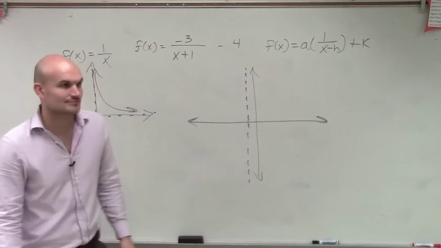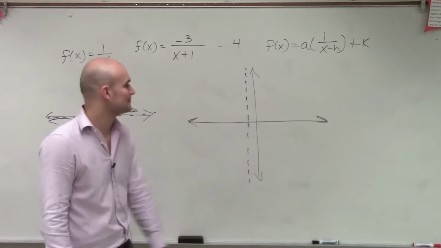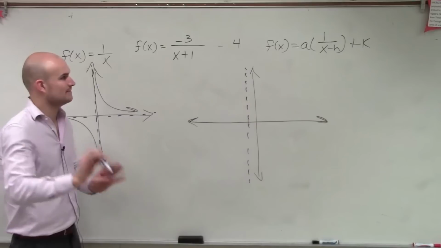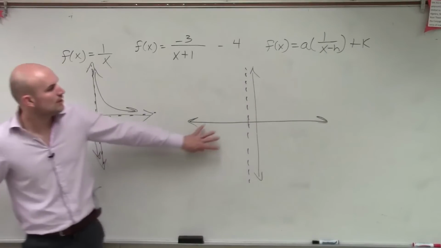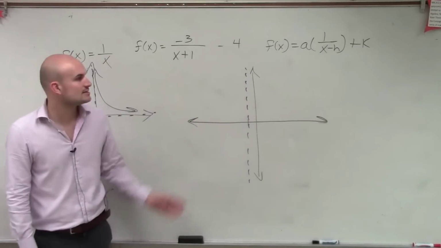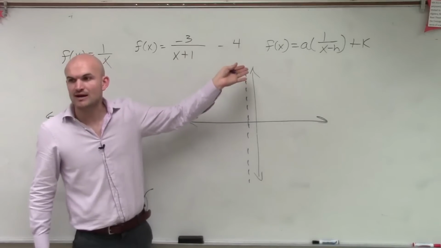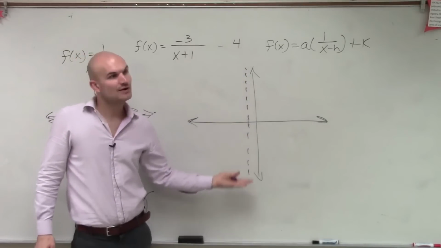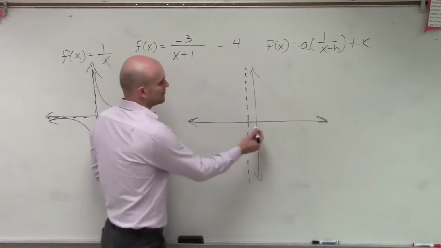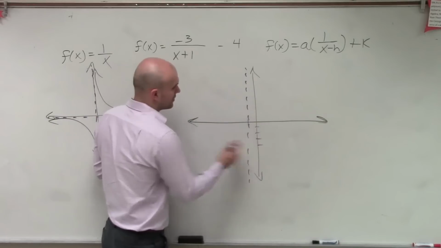I'm just going to try to finish this up, OK? And then we'll go through some points. So the next thing is now we look at the -4. -4 tells you to shift the graph down 4, right? So I'm going to go down 4 units, 1, 2, 3, 4.